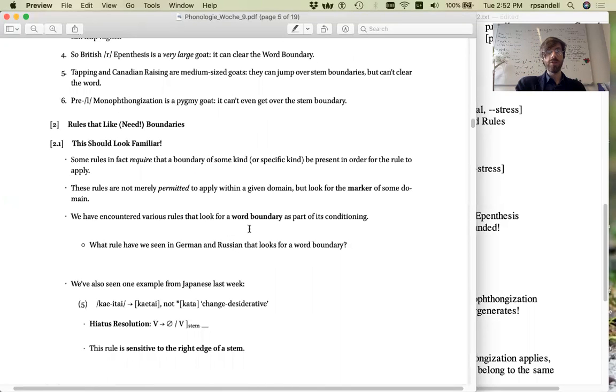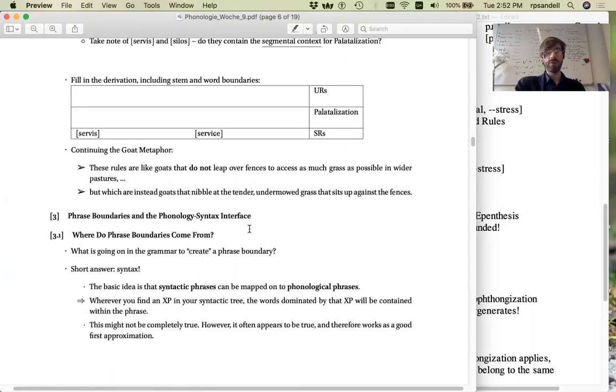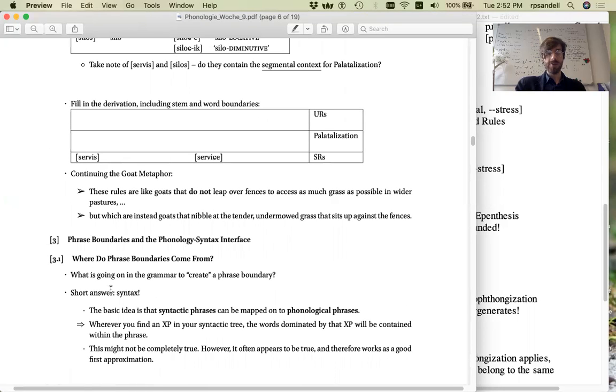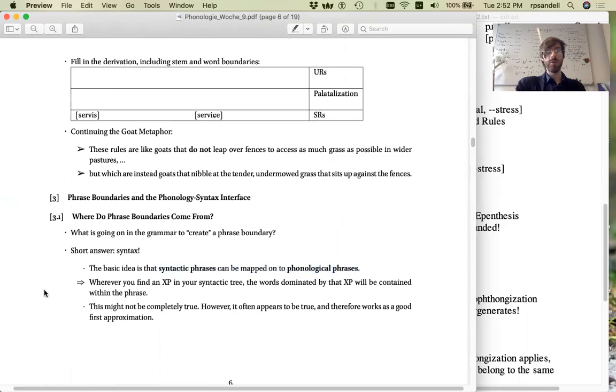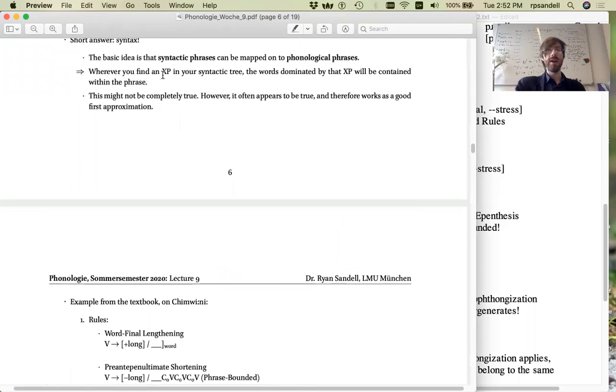And our assumption is going to be that phrase boundaries are created by syntactic boundaries. And here we're following the theory, essentially, that syntactic phrases are directly mapped onto phonological phrases. So where there is a syntactic boundary, that will be translated into a phonological boundary. So when we see in a syntactic tree a full phrase boundary, the words that are dominated by that full phrase boundary will be contained within the same phonological phrase.